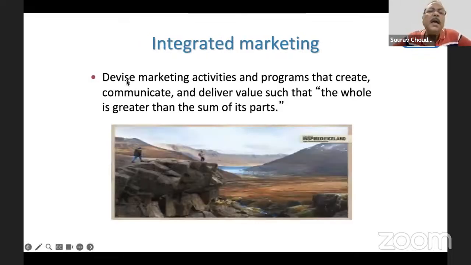Integrated marketing. Devise marketing activities and programs that create, communicate, and deliver value so that the whole is better than the sum of its parts. So what do we do in marketing? Three primary tasks, right? We create products and services, we communicate them to the consumers, and we deliver them to the consumers. These are the three primary tasks of marketing, right? And so it is said that you in marketing have to devise activities and programs through which you can create products and services, communicate them, and deliver them. And remember that the whole is greater than the sum of its parts.